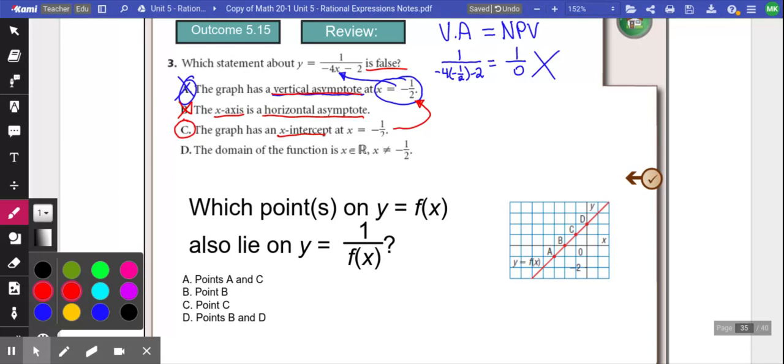D says the domain is x in the real numbers, except x cannot equal -1/2. That's true. X could be any value as long as it is not -1/2, which was our NPV. Awesome. That's a little bit of a review about asymptotes.